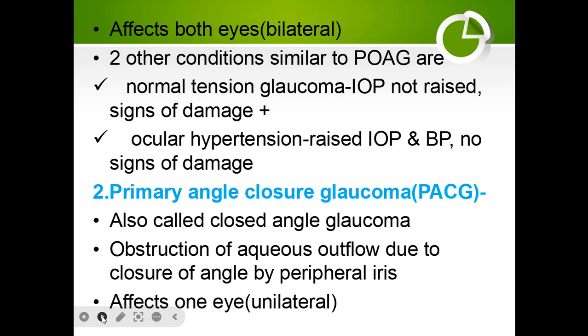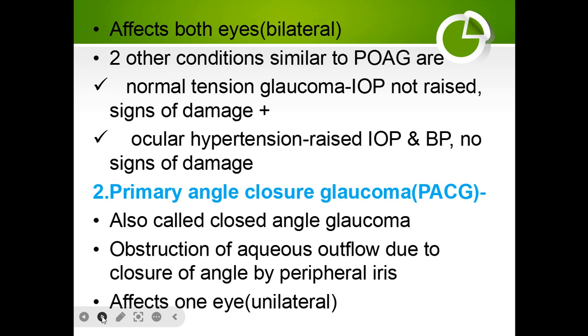There are two other conditions similar to primary open angle glaucoma. They are normal tension glaucoma, where intraocular pressure is not raised but there are signs of damage. And the other condition is ocular hypertension, where intraocular pressure is raised but there are no signs of damage.